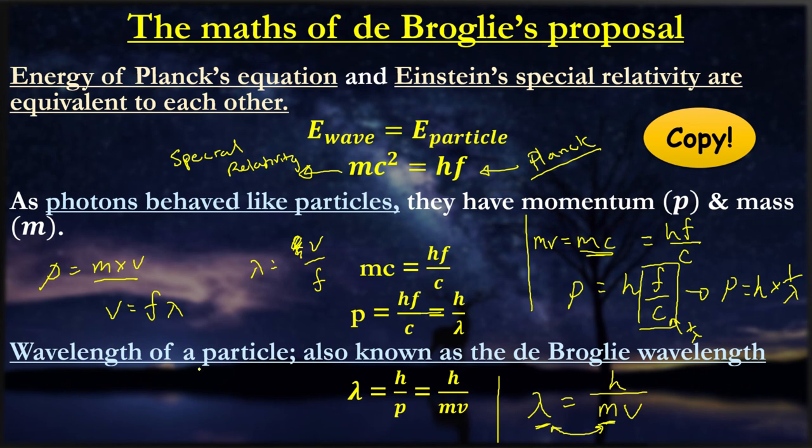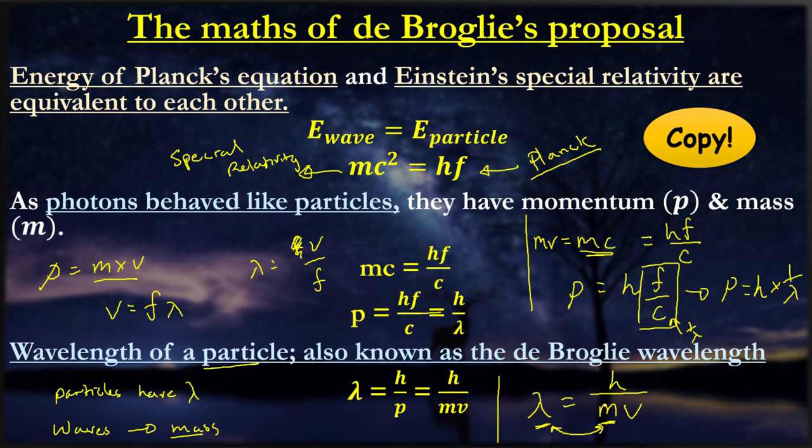So particles have a wavelength, but it also means that any waves should technically have some form of mass to it as well. Okay, so this is a really important equation. It kind of shows that particles can be waves, and waves, obviously what we already knew by that time, could behave like particles there.